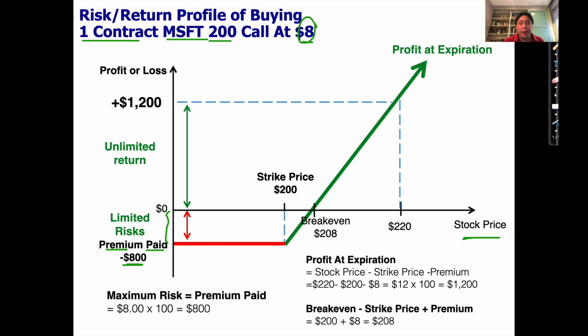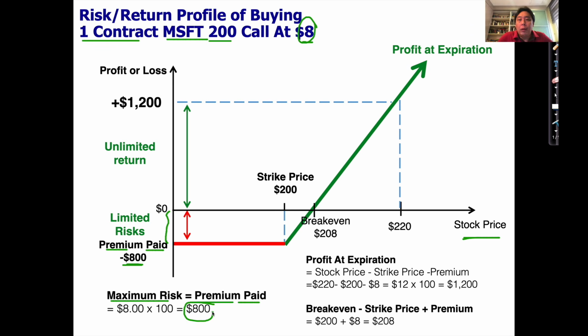Write this down somewhere. Limited risk, unlimited return. So there are three things you gotta know before you enter an options trade. First thing you gotta know is what's your maximum risk. So I repeat once again, your maximum risk would be the premium that you pay. That's the most you can lose, which in this case would be $8 times 100 shares, $800.